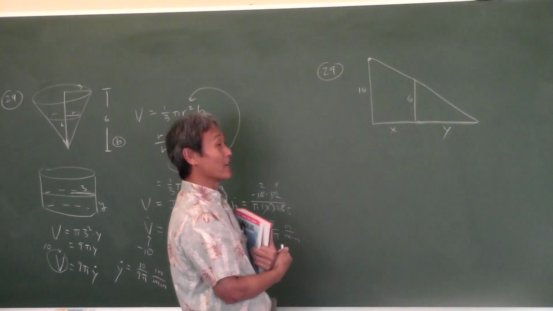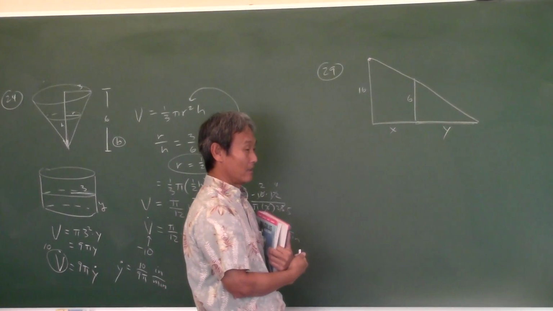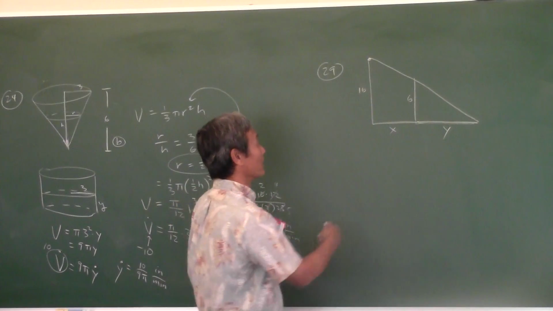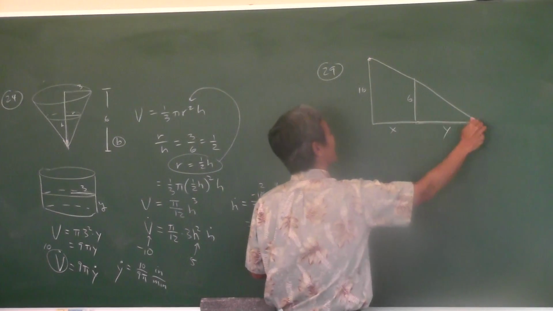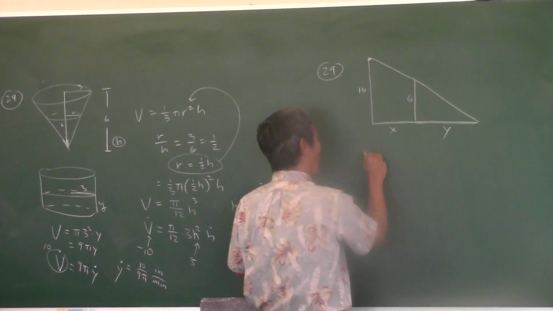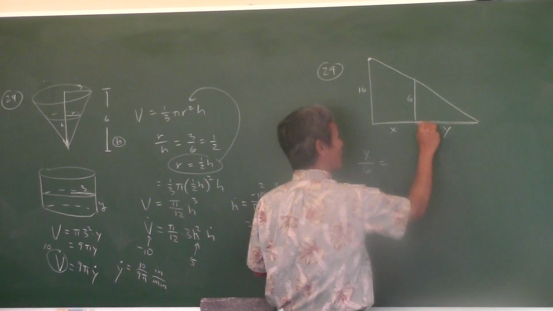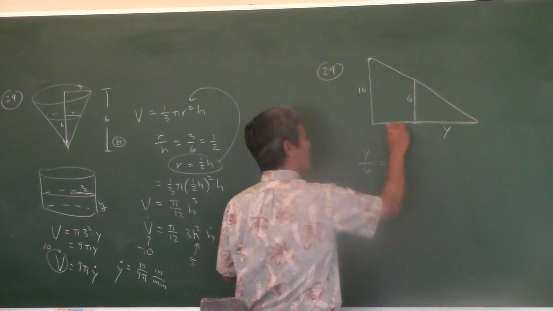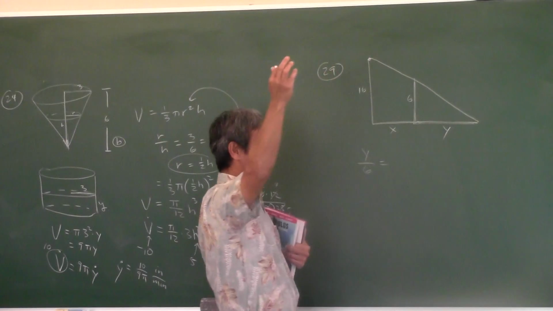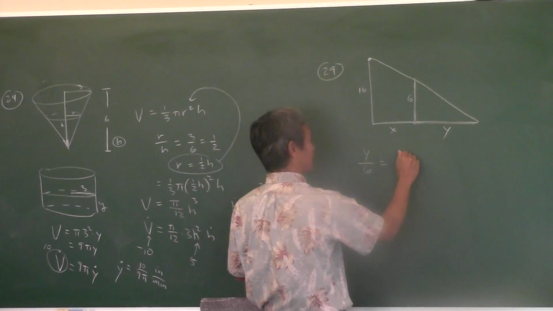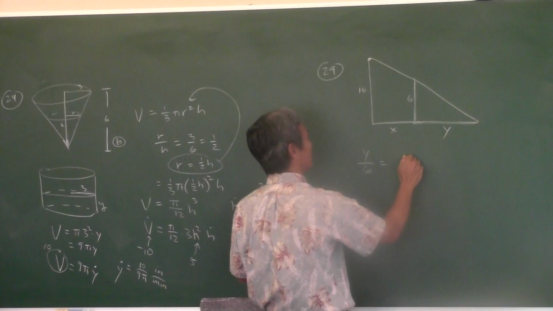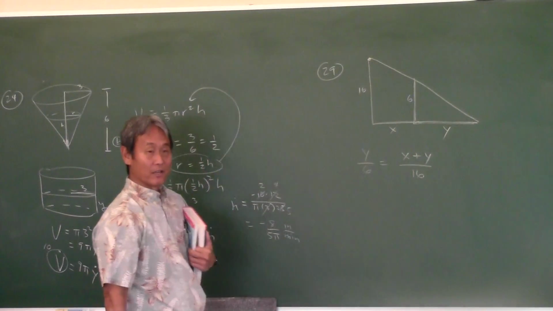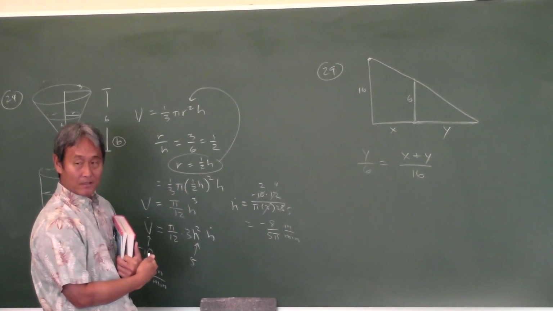Okay, now what equation can I write? Similar triangles. Look, you got the small triangle and then you got the big triangle. So y over 6, long leg over short leg in the small triangle, gotta equal long leg over short leg in the big triangle. So what is that? X plus y over 16. That is your equation.